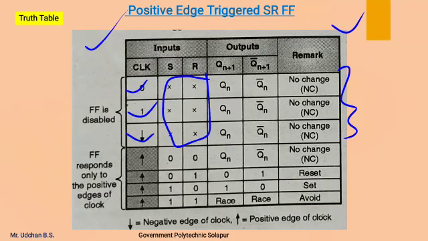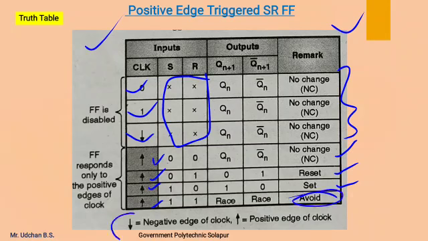After that we have seen S is 0, R is 0 and a positive edge of the clock. In that case also the output is not going to change. After that we have seen S 0, R 1. In that case the output is going to be reset. Next, S is 1, R is 0. In that case the output is going to be set, means Q will become 1 and Q complement will become 0. And lastly we have seen S equal to 1, R equal to 1 and a positive edge of the clock pulse, both the outputs are going to become 1, means both are going to race to become 1, which we have to avoid.